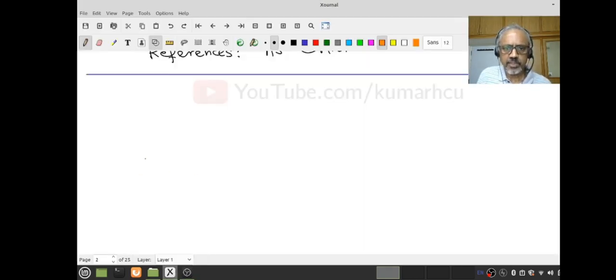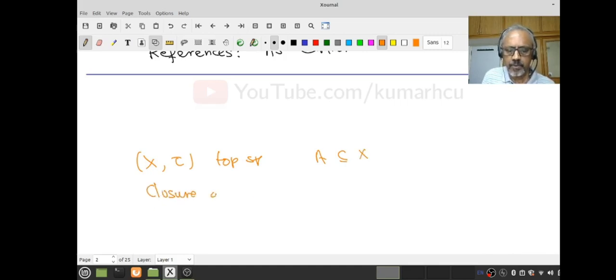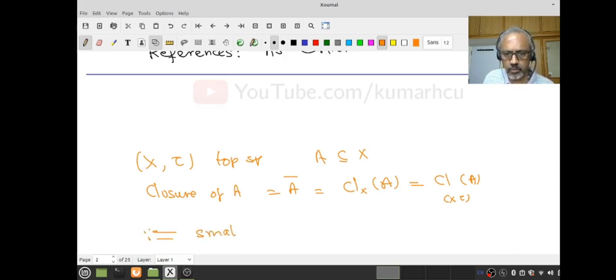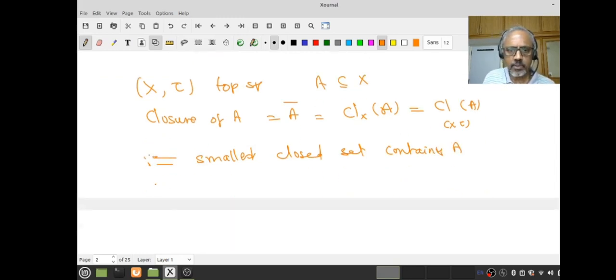So let X be a topological space. Let A be a subset of X, then we define the closure of A, which we denote by A bar, or closure of A in X, or closure of A in the space (X, tau). This is the definition: the smallest closed set containing A. So what do we want today? We want a concrete description.